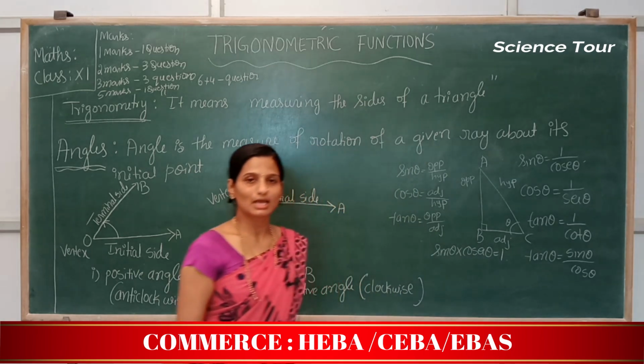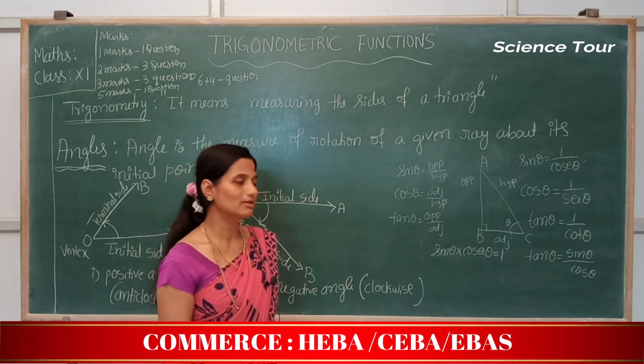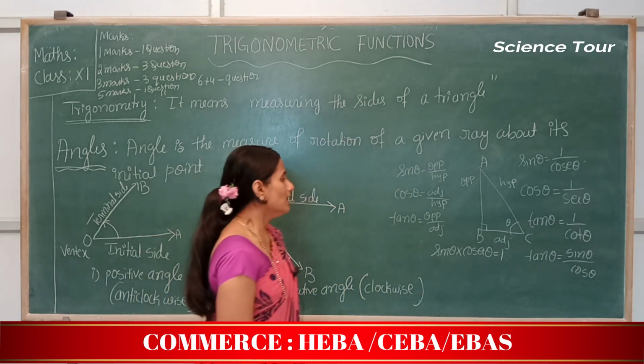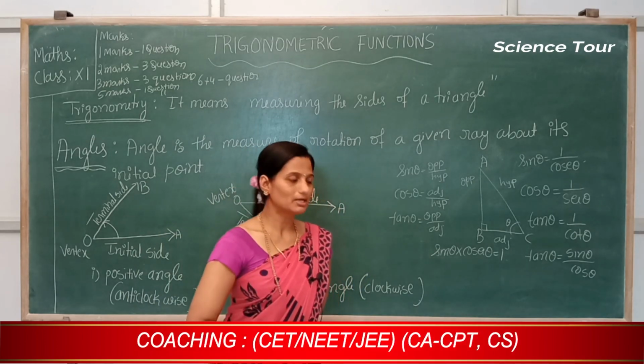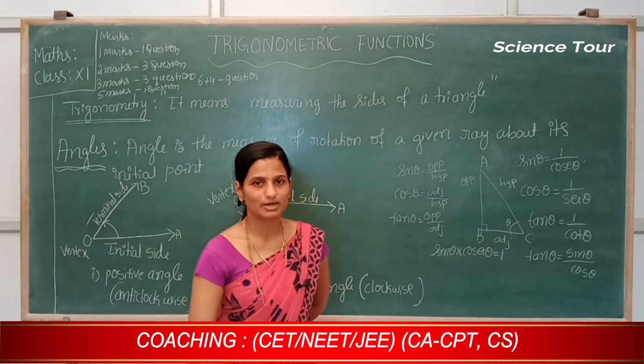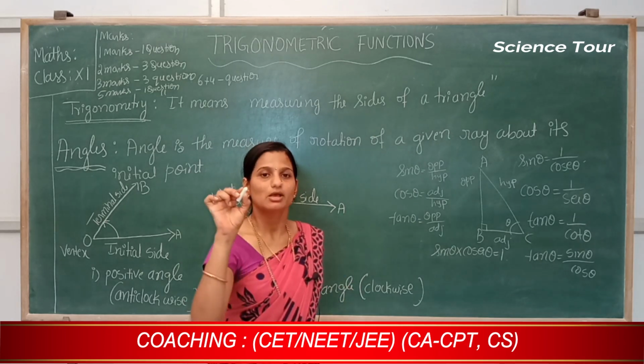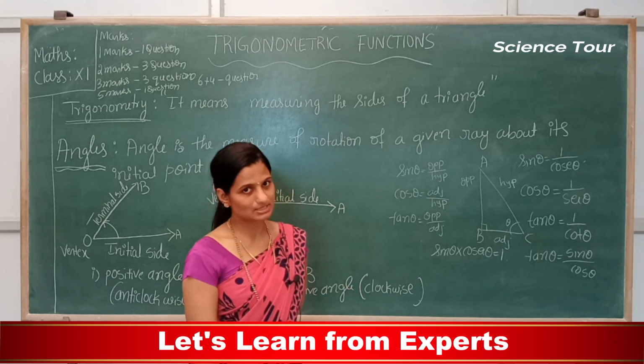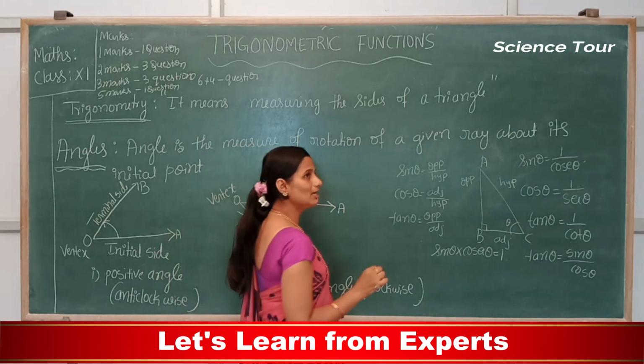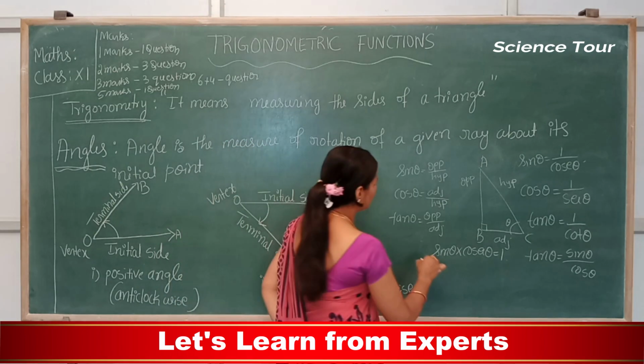Tan theta can be written as sin theta divided by cos theta. Next, cot theta can be written as cos theta divided by sin theta. Next, there are 3 identities. Which are those 3 identities?